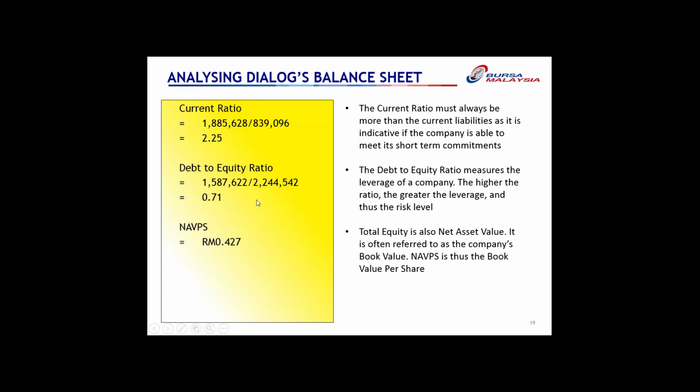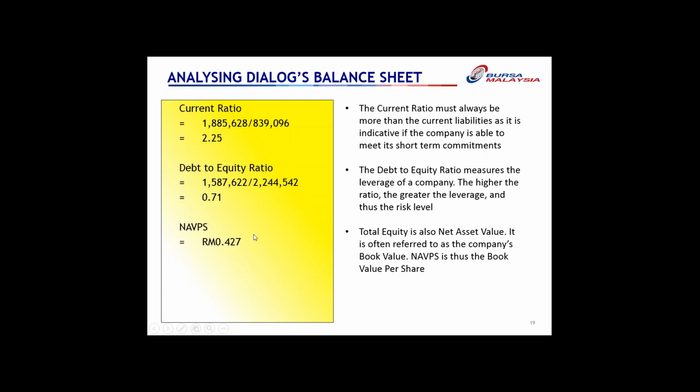Debt to equity ratio, okay, is 0.71. Now, debt to equity ratio measures the leverage of a company. The higher the ratio, the greater the leverage, and thus the risk level. Leverage means borrowings, whether current and non-current. So the higher the leverage, the more money a company is borrowing. Okay, and this could be a danger if, let's say, in an environment where there are escalating interest rates.